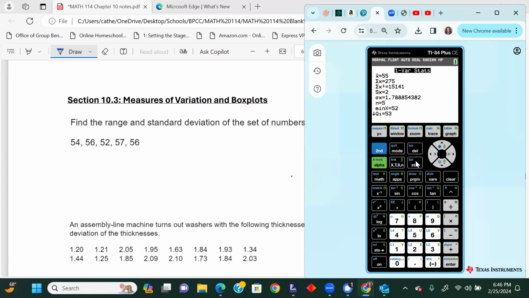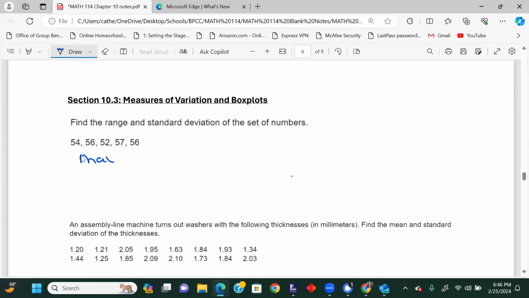So the range is the largest minus the smallest. So if you arrow down once you get in here, they give you the smallest. The smallest is 52, that's min x, and max x is the largest. So you would do max x minus min x, which is 57 minus 52, which is 5. So that is your range.